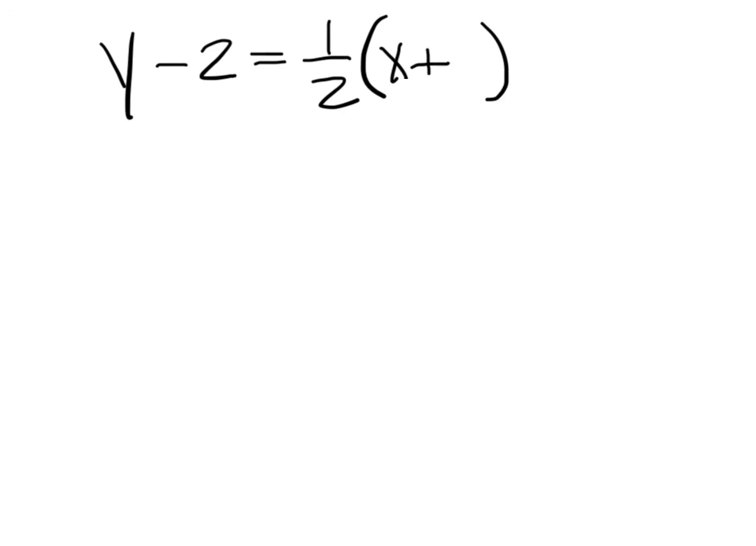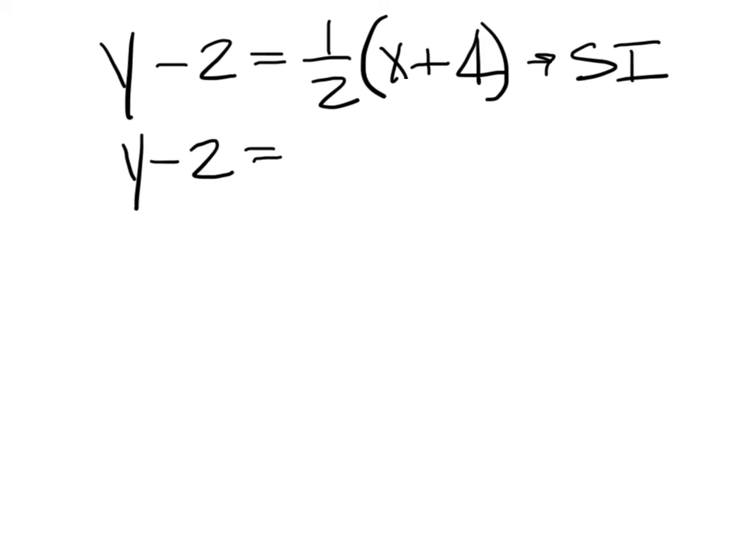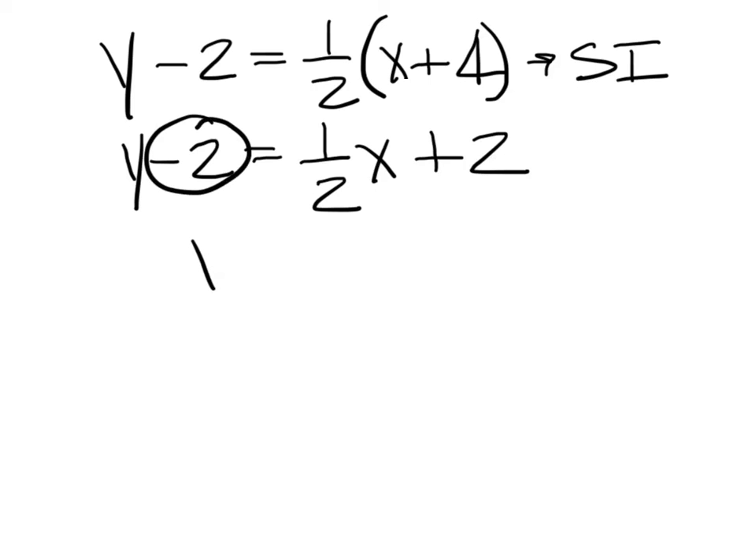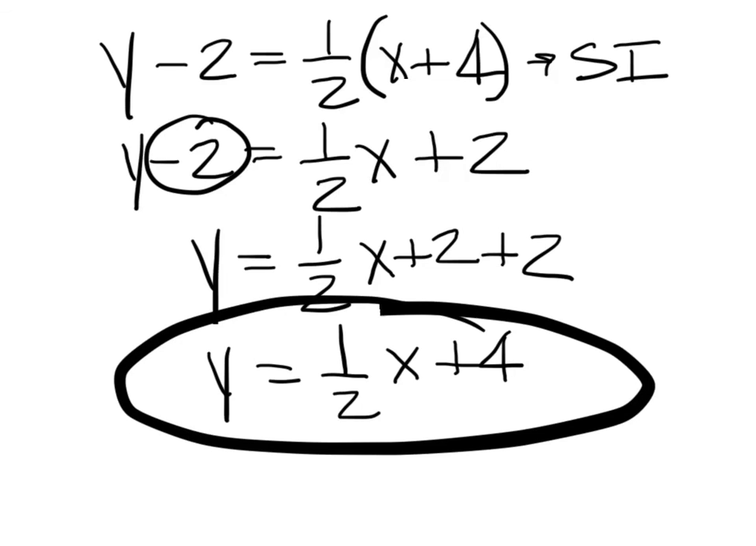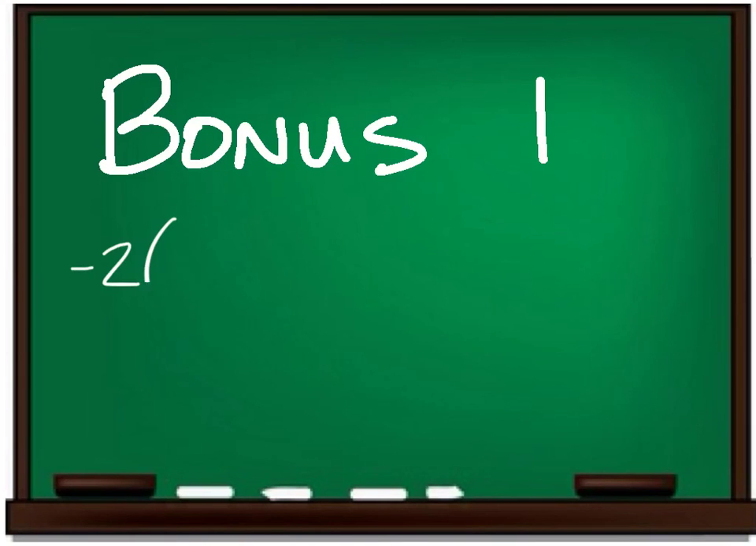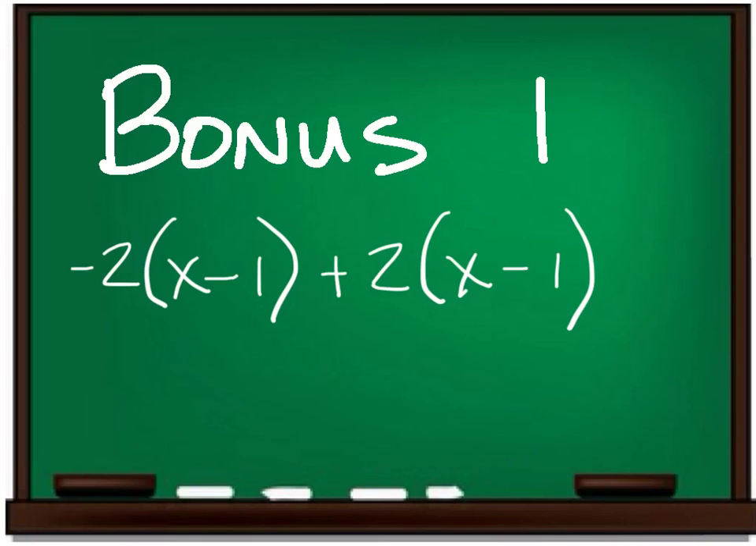Here's another one. This is in point slope form. Y minus 2 equals 1/2 times the quantity x plus 4. Change it to slope-intercept form. So on the right side, multiply through by a half to get 1/2 x plus 2. And then move this over to the right. Change the sign. And then simplify. Answer to this one is 0.